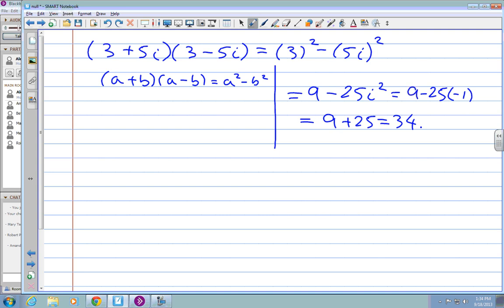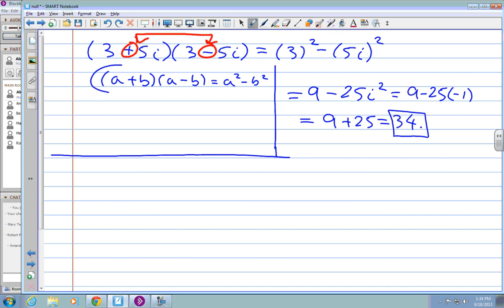So we ended up with a real number. And this will happen every time. Every time you multiply two complex numbers that only differ by a sign in the middle, you will end up with a positive real number, because the i will just get squared and turn real. Do you remember when you first learned the difference of squares formula?